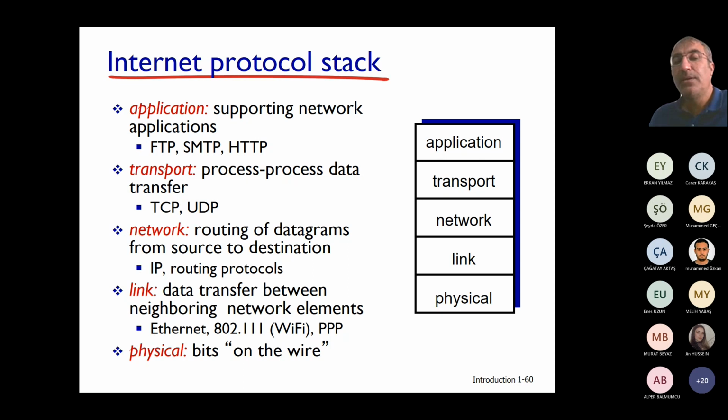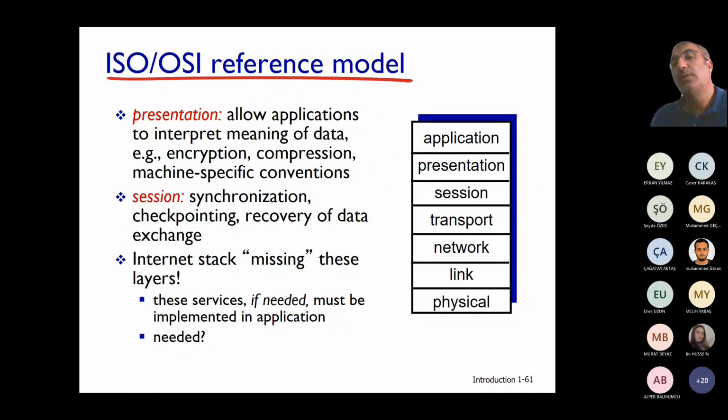And then we have the data link layer, which is responsible for data transfer between neighboring network elements using Ethernet or 802.11 Wi-Fi. And then we have the physical layer. It just deals with the bits: you convert your bits into signals and send the signal through the cable or over the air. So as you see, each layer has different functionalities that complement each other. That's what we call the OSI reference model.